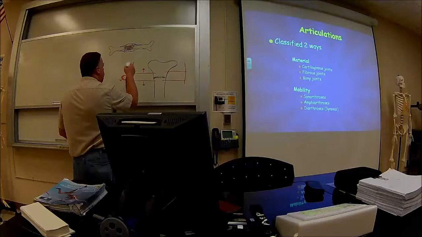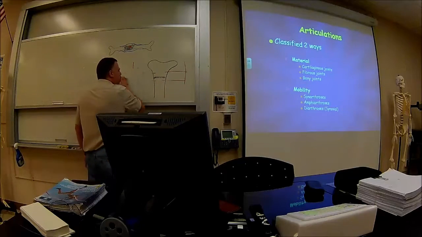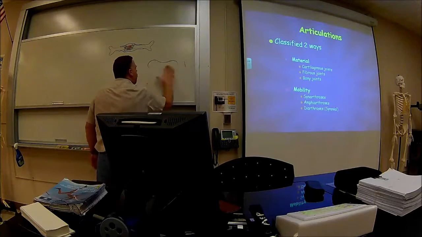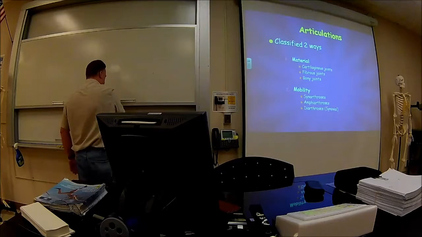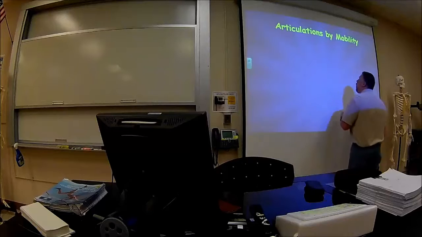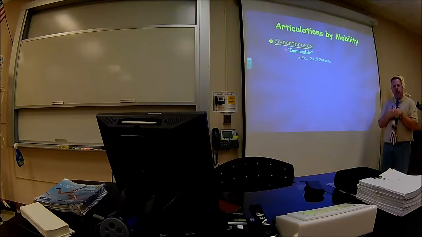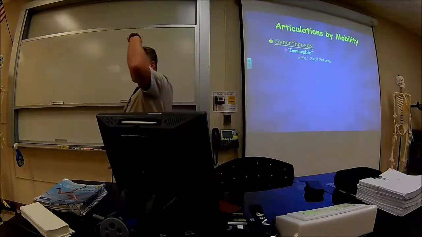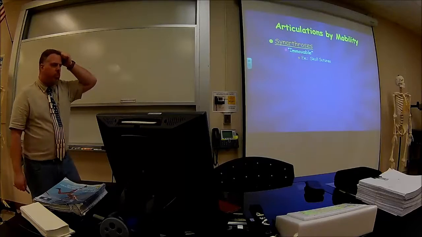We could classify them two different ways, either by how they move or what they're made out of. We could do it by mobility, how well they can move. They might not move at all, just fuse together. These are called synarthroses. These are immovable, like the skull bones, the sutures that are located in your skull bones.